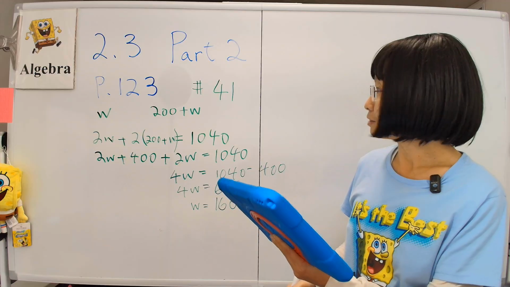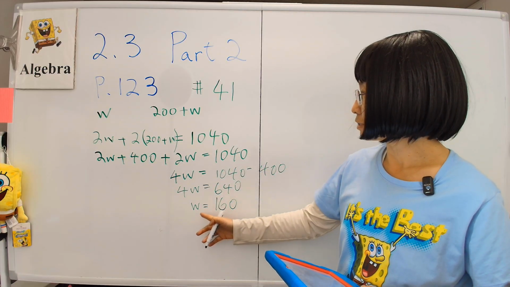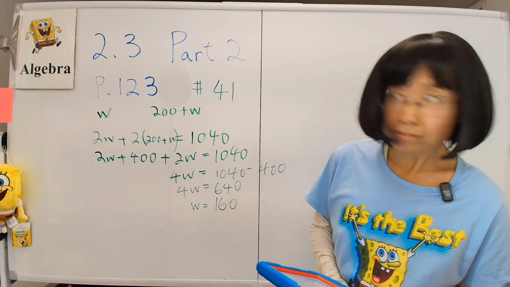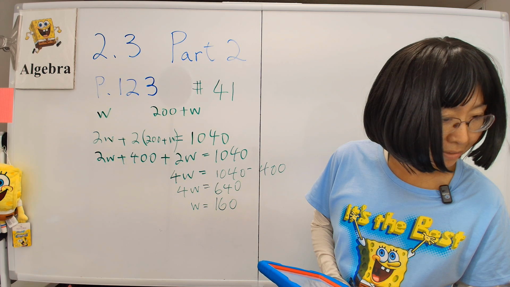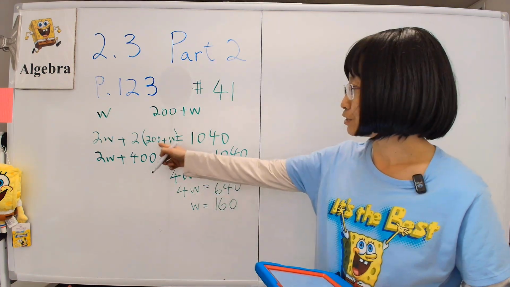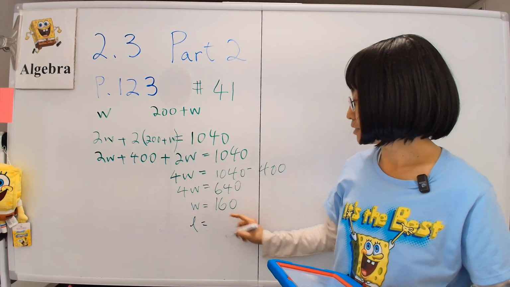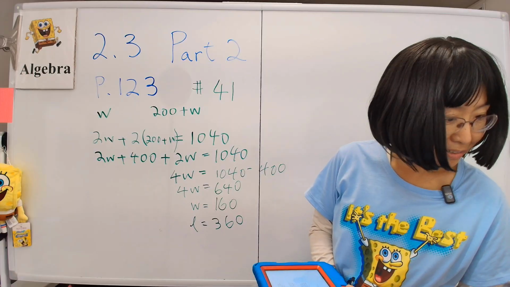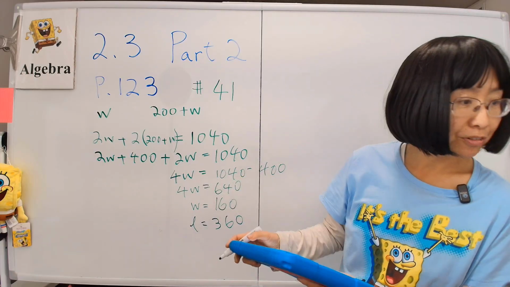What are we looking for? We need to find the length and width. Let me check. This is problem 41. Width is 160 feet. Okay, length is correct. So length is 200 plus W. So then the length, I'll call it L, is 200 plus W, which is 360. And that is correct, which is also always nice. Okay, so that's problem 41.